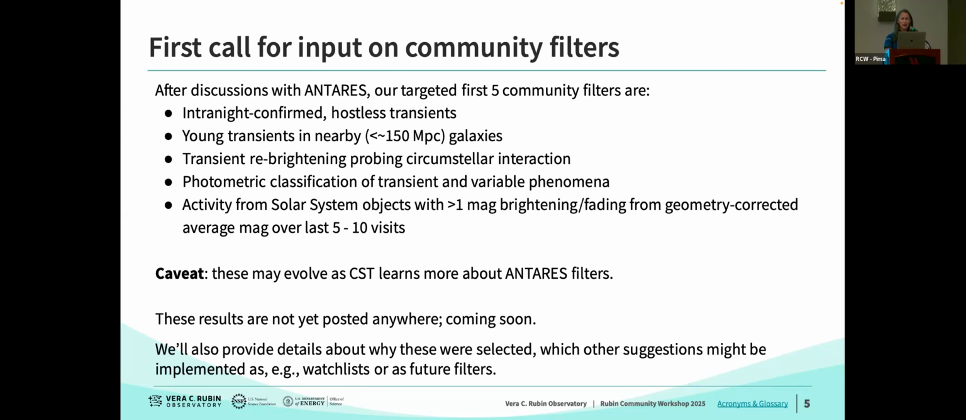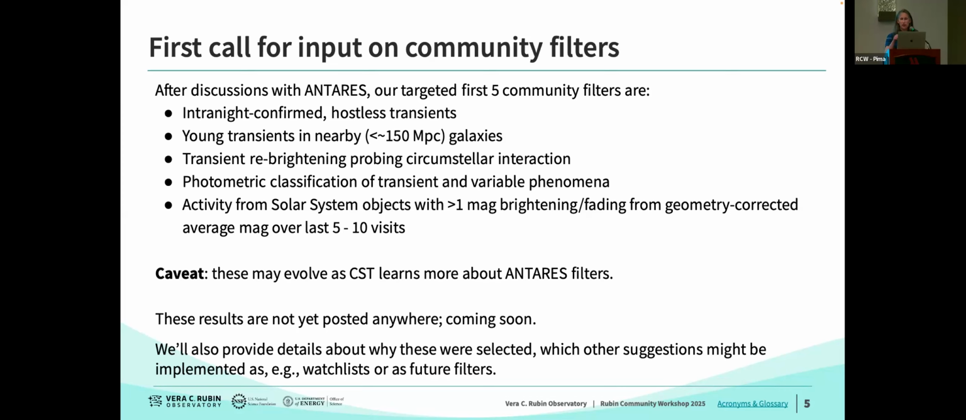So doing something with intranight confirmed but hostless transients, young transients in nearby galaxies, a pretty obvious one. Transients that have rebrightening, in order to probe circumstellar interaction at late times. We want to do some sort of machine learning photometric classification community filter, and at least one solar system related community filter if possible, something to do with the photometry of a moving object, something that brightens, for example. So this is what we're thinking to start with.